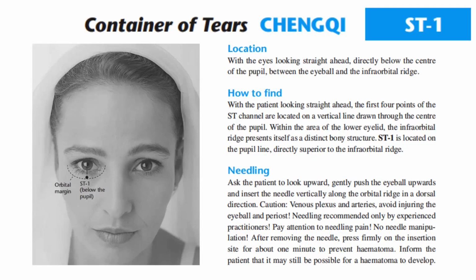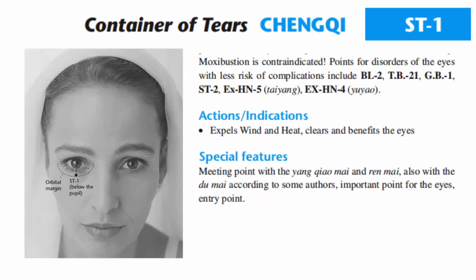After removing the needle, press firmly on the insertion site for about 1 minute to prevent hematoma. Inform the patient that it may still be possible for a hematoma to develop. Moxibustion is contraindicated. Points for disorders of the eyes with less risk of complications include Bladder 2, TB21, GB1, Stomach 2, XHN5 or Taiyang, and XHN4 Yuyang.